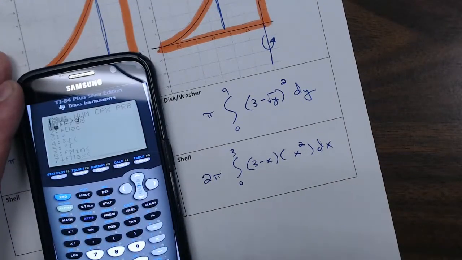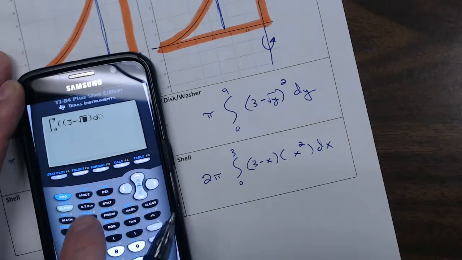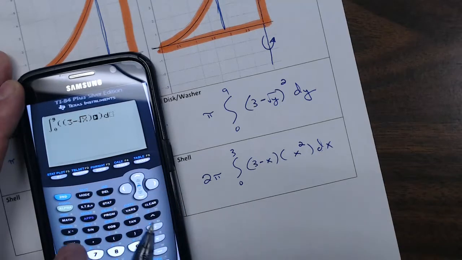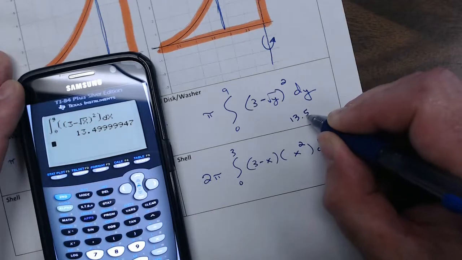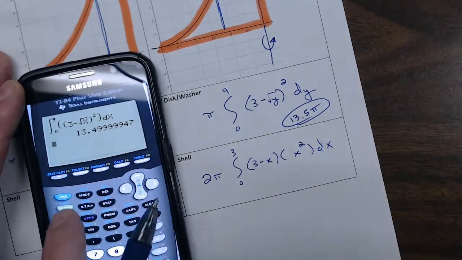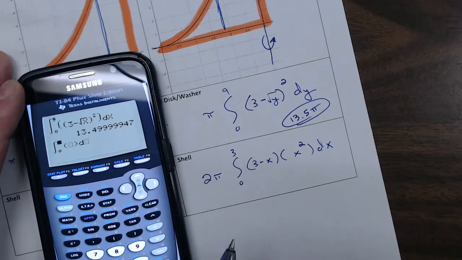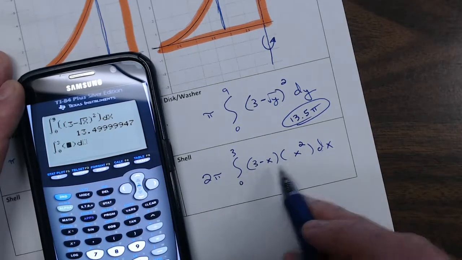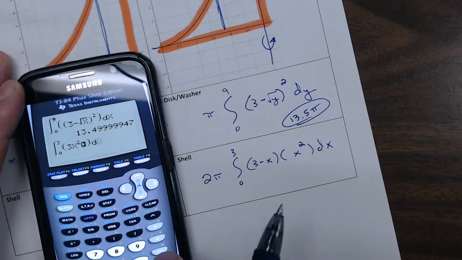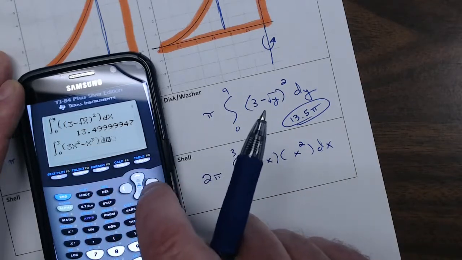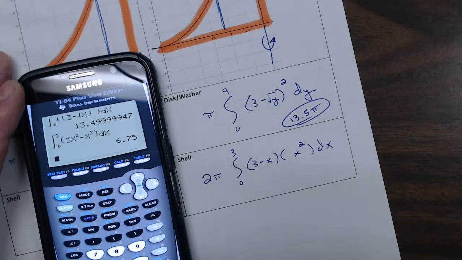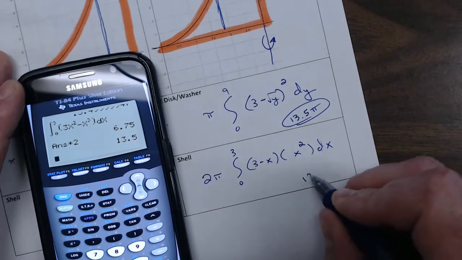So we have the integral from 0 to 9 of the quantity 3 minus the square root of x, that quantity squared, times pi. Let's see. That's going to be 13.5 pi. And this one, 0 to 3, the integral of 3x squared minus x cubed dx. And then I will multiply the 2 and the pi in at the end.